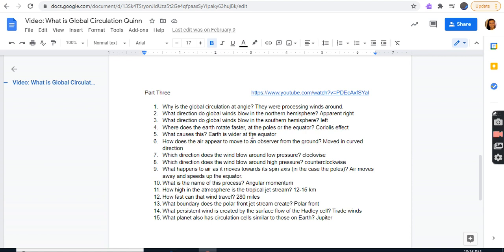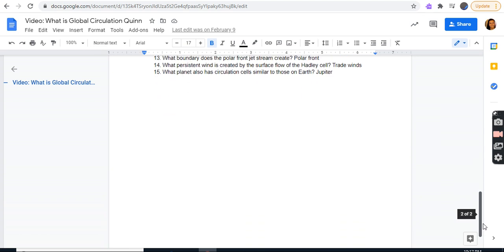Earth is wider at the equator. Moved in a curved direction. Clockwise. Counterclockwise. Air moves away and speeds up at the equator. Angular momentum. 12 to 15 km. 280 miles. Polar front. Trade winds. Jupiter.